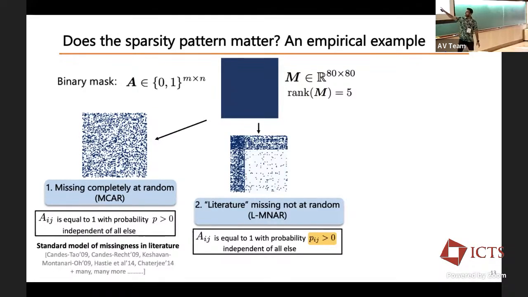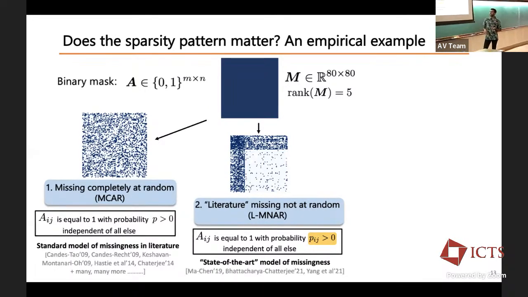The second model is what I call LMNOR, and the basic idea is now the propensity of the coin, the bias of the coin, can vary across different entries. So A_ij is now equal to 1 with probability P_ij. And this is the model that I talked about earlier that Ma and Chen had studied, Bhattacharya and Chatterjee, and Yang et al. studied.